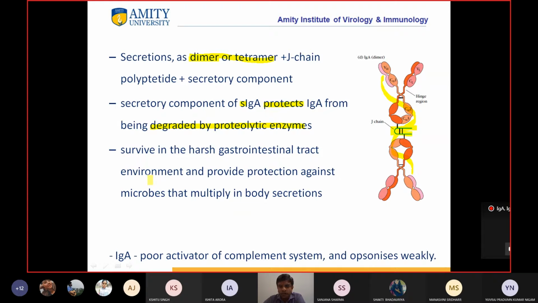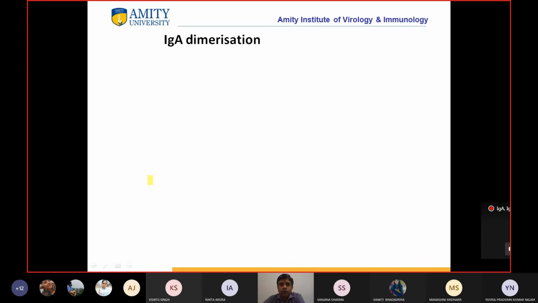IgA is a poor activator of complement system and opsonizes weakly. So it is not good in activating complement system or opsonization, as what we have seen in case of IgG and IgM. Now let's see the process of IgA dimerization. We have already seen pentamerization of IgM. That was a complicated step where five molecules were getting together, but when we are talking about a dimer, only two molecules have to come together.